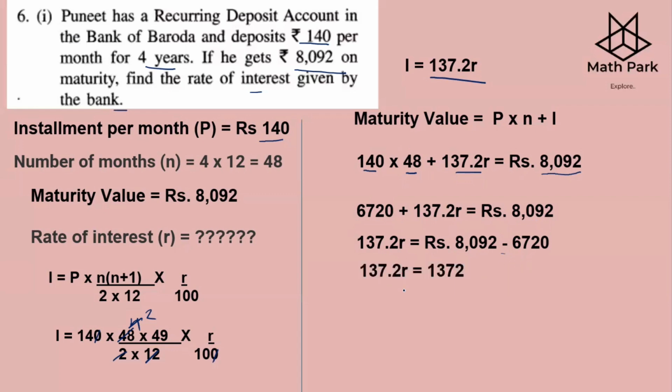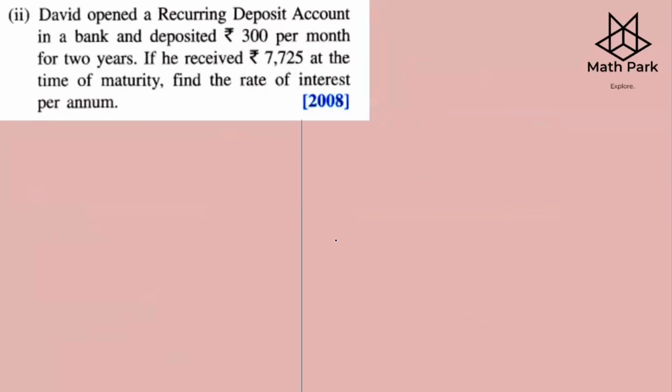So solving this equation, you get R is equal to 1,372 divided by 137.2. Divide this, you get R is equal to 10. So this is how you got the rate of interest as 10% per annum. That was question number 6, part 1.